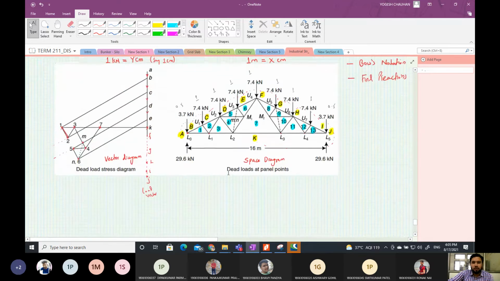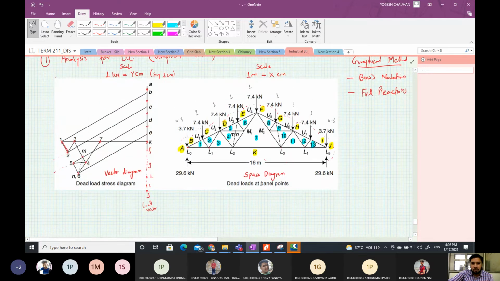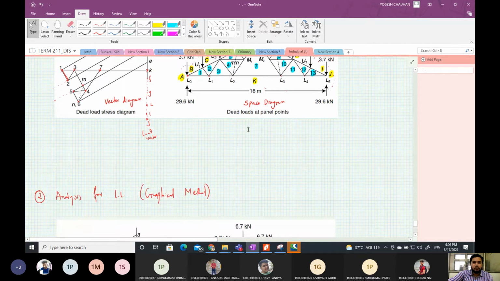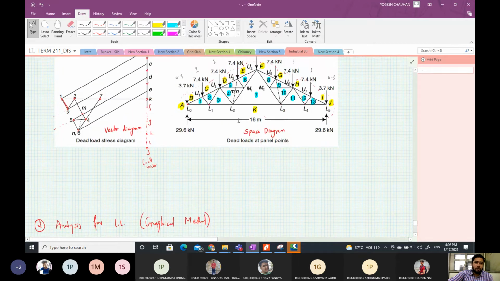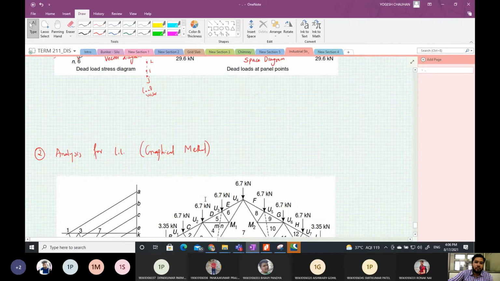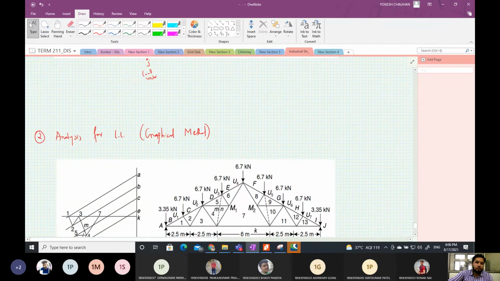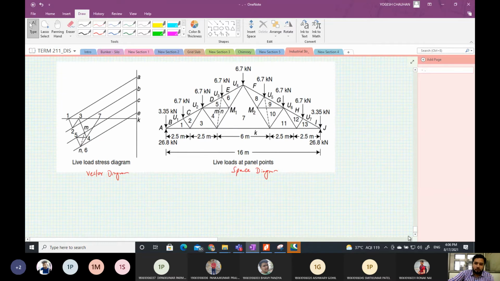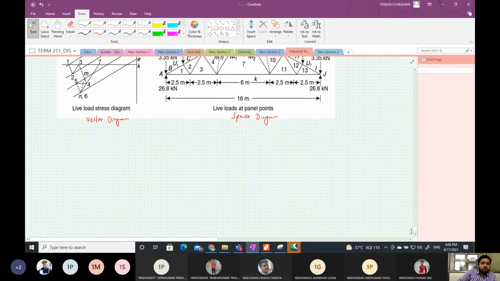So better you prepare a unit load diagram and then the load vector diagram for that unit load, and then you scale it with the dead load value or live load value. You scale with the dead load value, you will get the member forces for the dead load. You scale it with the live load value, you will get the member forces for the live load cases. But for wind load, it will be different.